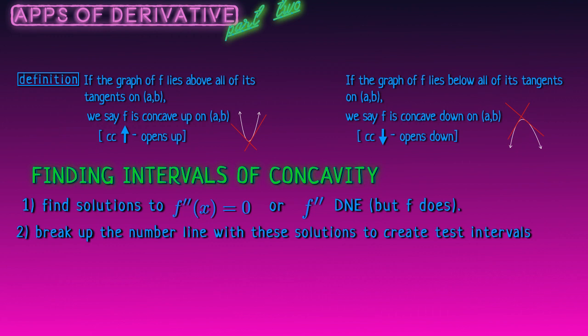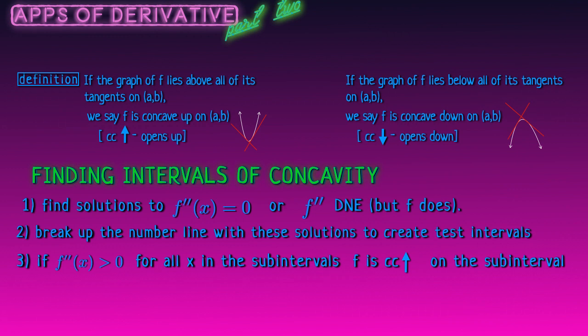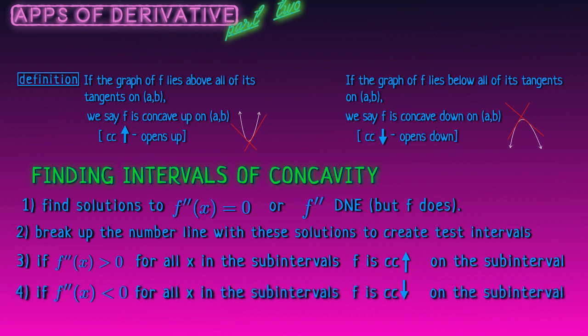Then we're going to break up the number line with those solutions, same thing that we did before. And we're going to pick test points. If f double prime is positive, the function's concave up. If it's negative, then the function is concave down.